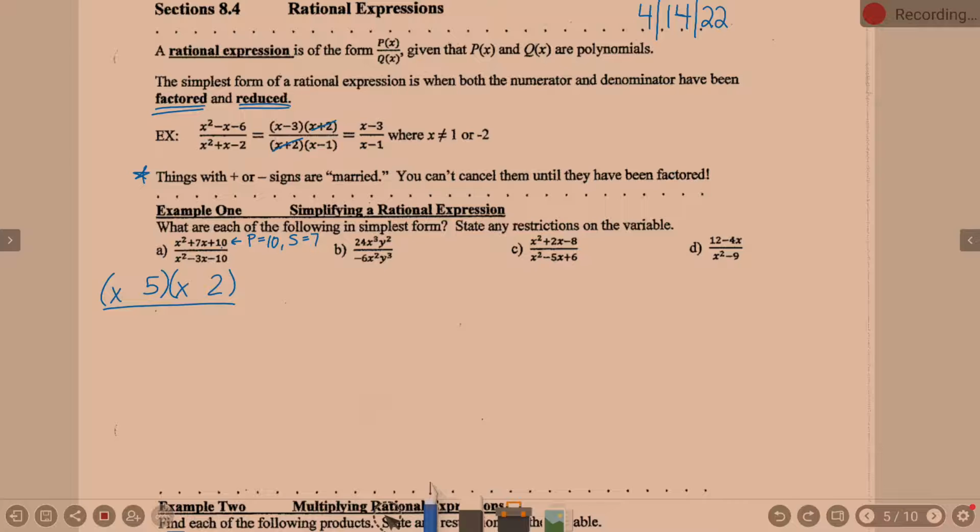If it multiplies to be a positive and adds to be a positive, both signs are going to be positive, yes?